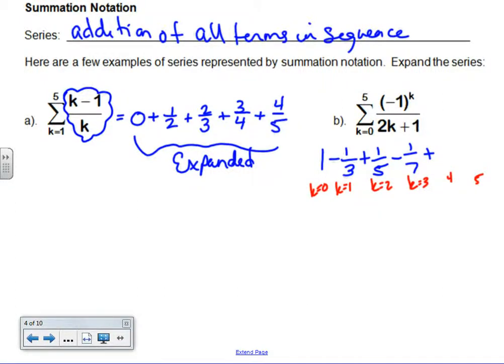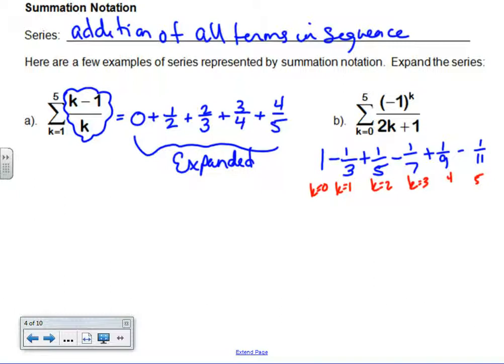So 2 more terms, but do you notice the pattern? Looks like we're alternating between positives and negatives, and then it's going with the odd numbers. So this will be a 1/9, I'm just going to cheat, and this will be a minus 1/11. Now that's the expanded form of my summation. You could obviously add those together, but I'm not going to because they didn't want that.